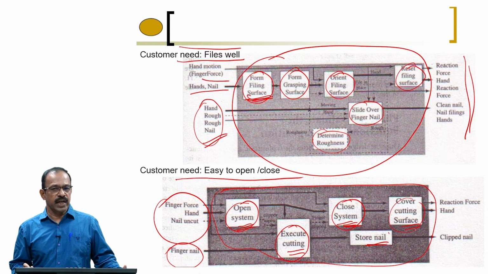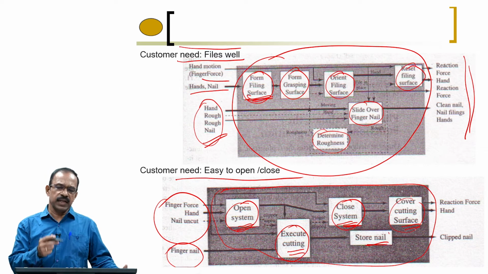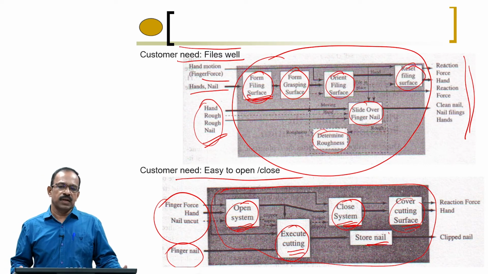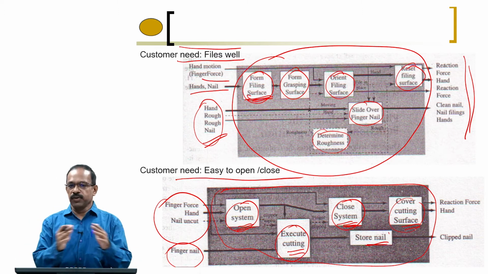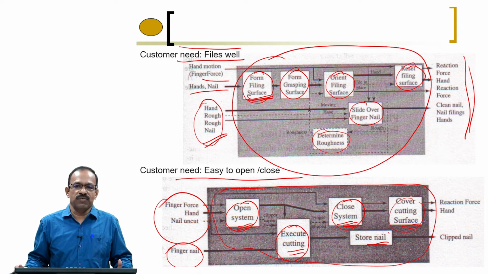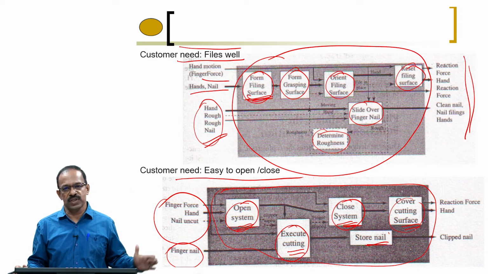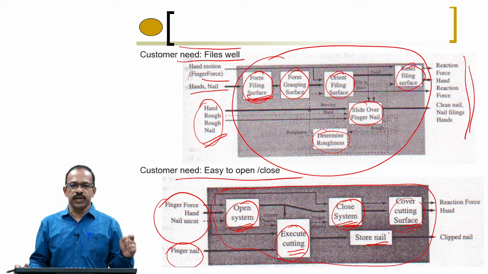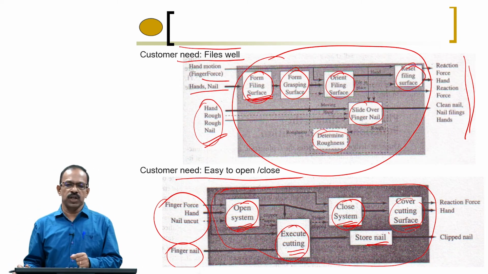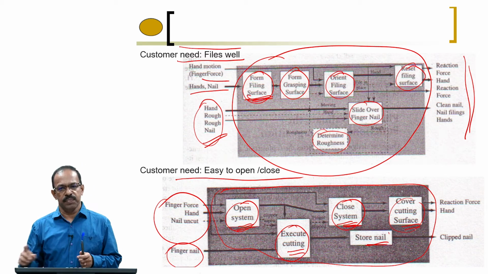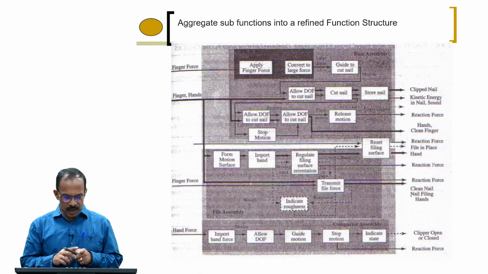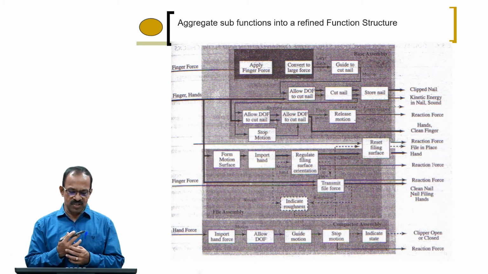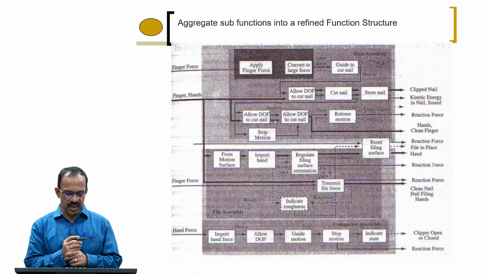So, this way you can take an individual requirement, try to identify the functions needed, and finally combine all these things and get the total functional decomposition. These are the two ways in which you can do it. Either you start with all the flows and try to decompose together, or you take an individual requirement, see what functions are involved, and then combine them to get the overall functional decomposition of the product. If you aggregate all these sub functions into a refined structure, it will be like this.